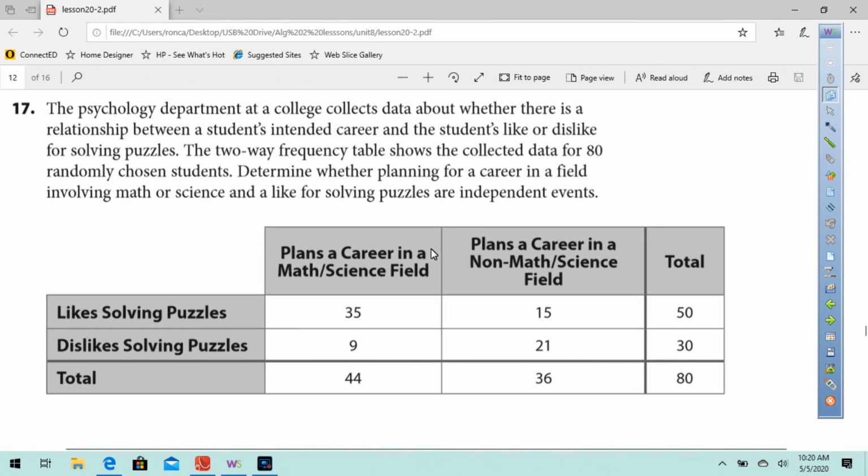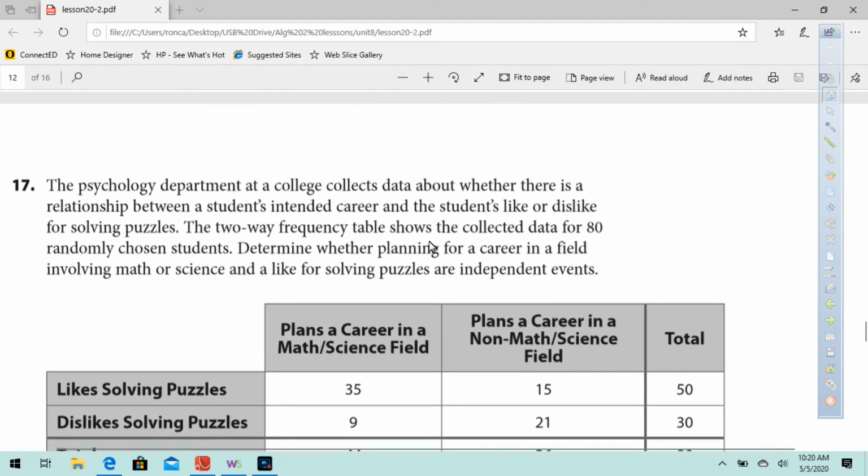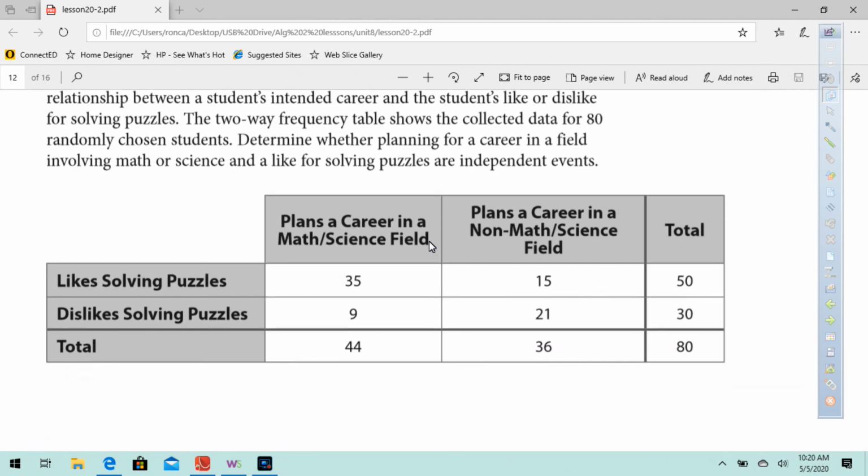17. The psychology department at a college collects data about whether there is a relationship between a student's intended career and the student's like or dislike for solving puzzles. So determine whether planning for a career in a field involving math or science and a like for solving puzzles are independent. Boy, that sounds like we're going to do number 17 on the form.